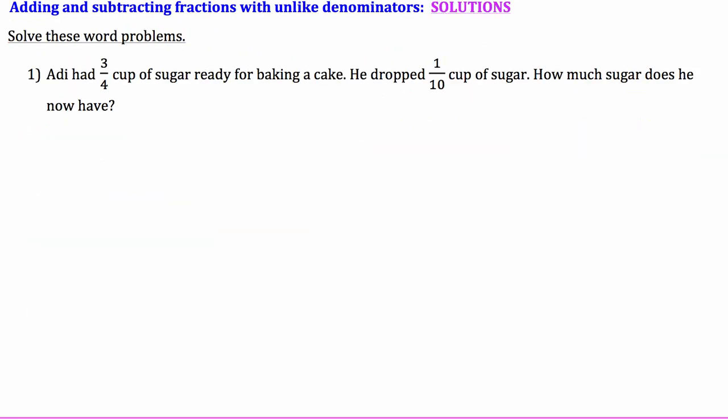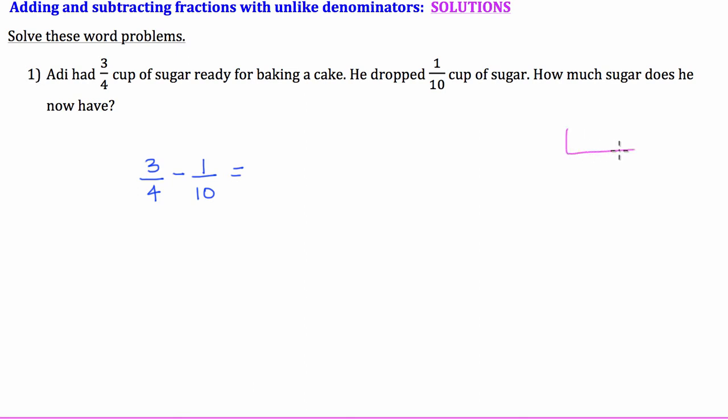In this problem, we are told that Adi, who was baking a cake, had 3/4 of a cup of sugar and he dropped 1/10 of a cup of sugar. And how much sugar does he now have? So let's set up an equation for this. So he started out with 3/4 of a cup of sugar and he dropped 1/10 of a cup of sugar. And so now let's figure out what 3/4 minus 1/10 is.